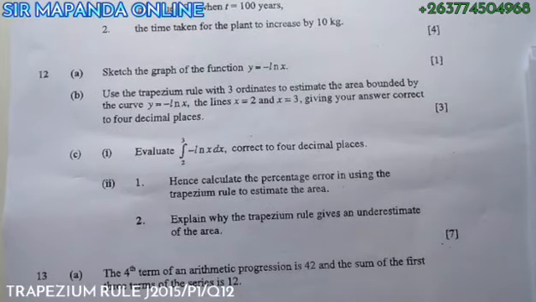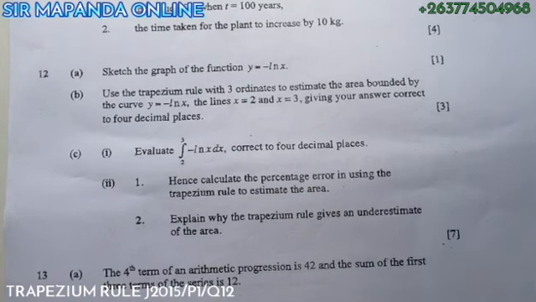In today's lesson we are going to focus on question number 12, extracted from ZIMSEC June 2015 paper 1. We are going to start with the first part of the question, which is part A. It reads, sketch the graph of y equals minus ln x.